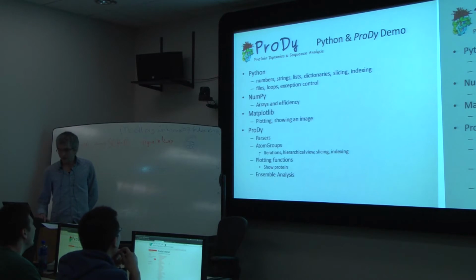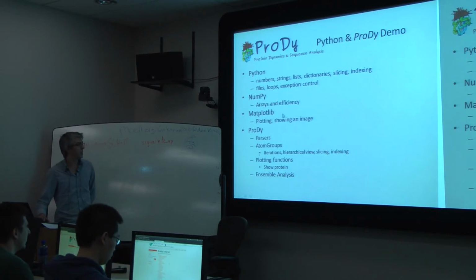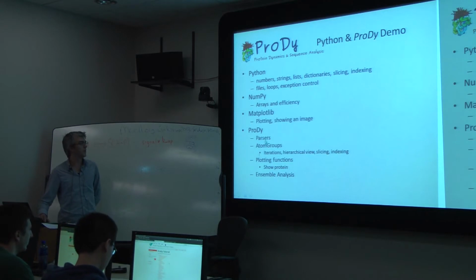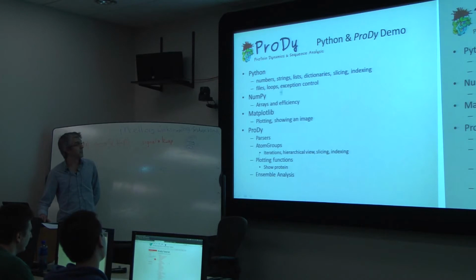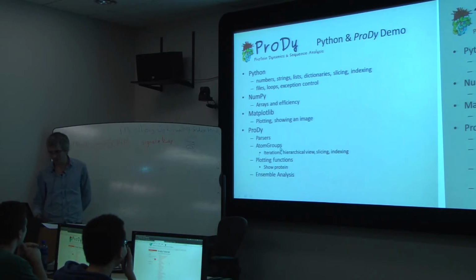Okay, so we will get our hands dirty, like Tim said, and I will start introducing Python, some important data structures in Python, lists and dictionaries, and I will introduce NumPy and Matplotlib for efficiency and for plotting, and I will show some essential Prodi features, atom groups. I start with this because it will be helpful for you to think of atom groups. They are very much like Python objects, like lists, and some of them, a residue for example, is like a dictionary, and you will see that soon.